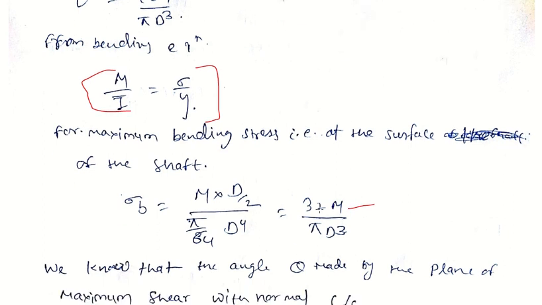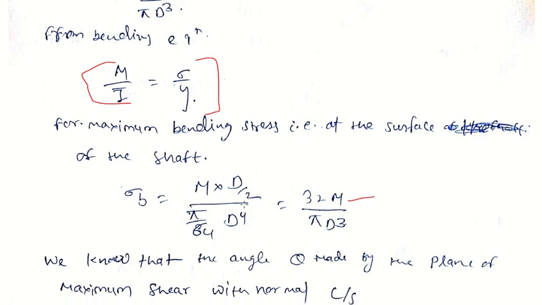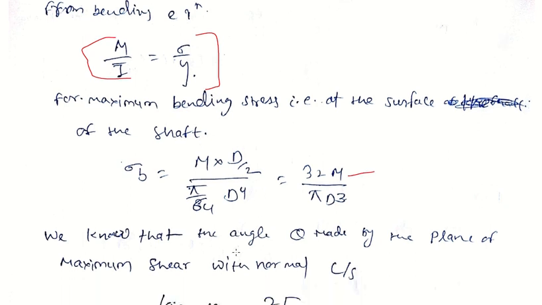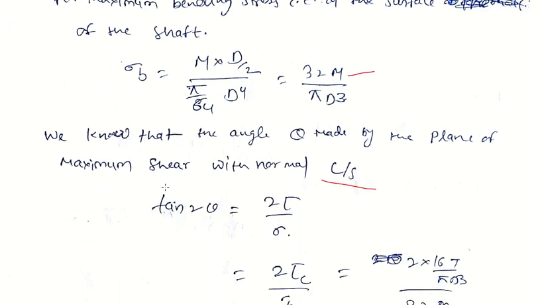Now here shear stress and the normal stress act on the element. So here we take the principal stresses in that section. We know the angle theta made by the plane of maximum shear with the normal cross section.